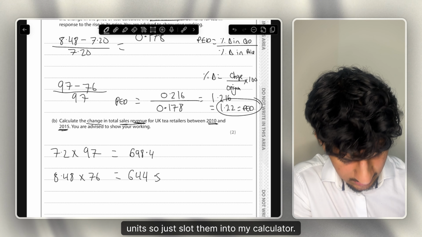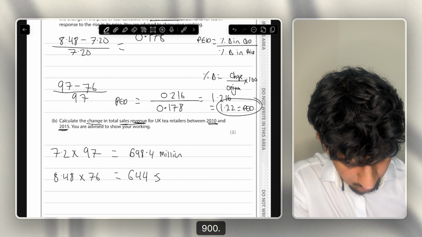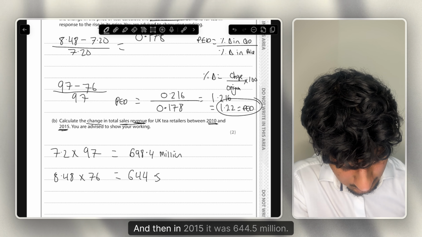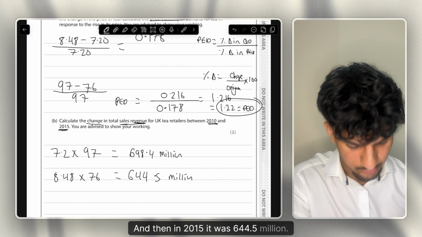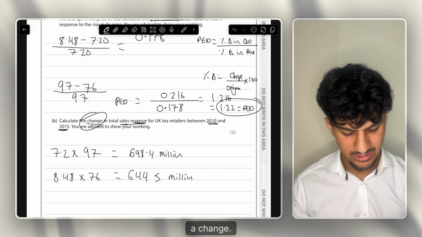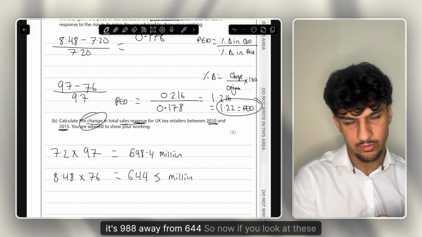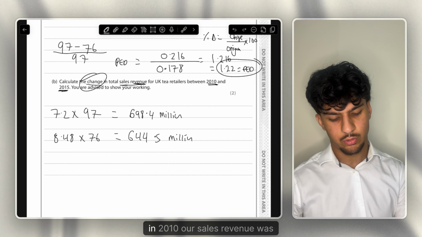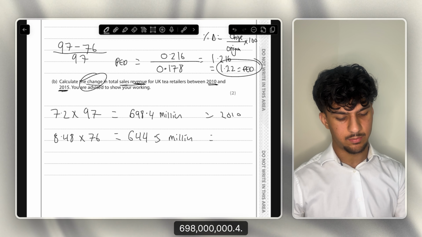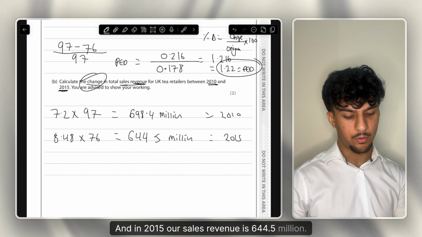So let me put them into my calculator. The revenue in 2010 is 698.4 million, and then in 2015 it was 644.5 million. And then of course, the question is asking for a change, so it's a simple take 698 away from 644. If you look at these numbers, in 2010 our sales revenue was 698 million, and in 2015 our sales revenue is 644.5 million.